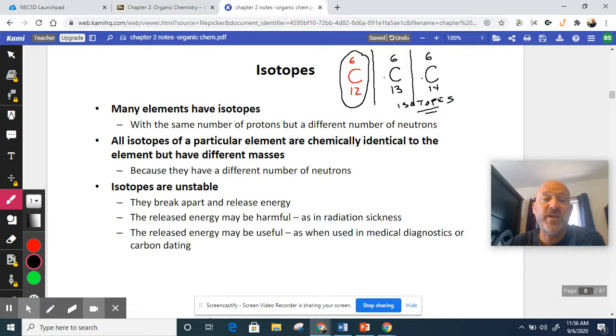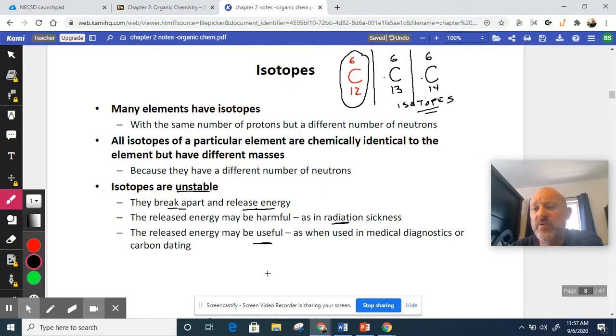Isotopes are very unique because they are unstable. They break apart, they release energy. The release of this energy could be harmful, such as radiation, and if you're exposed to it, it can make you sick. But sometimes the release of this energy can be useful. We use carbon-14 to help us indicate the age of rocks.